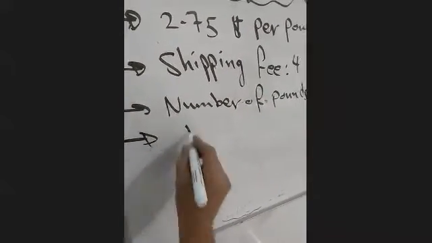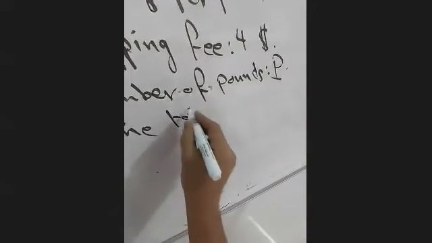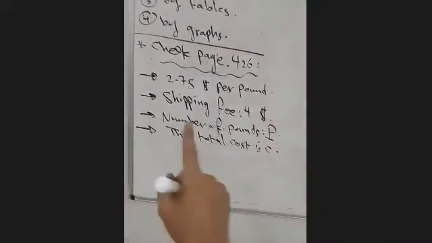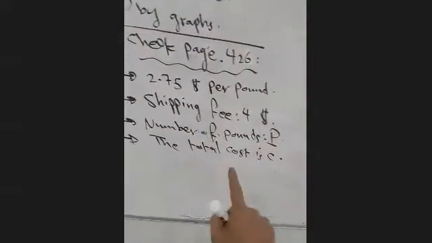Okay. P is the number of pounds, guys. And the total cost, they call it C. So the number of pounds is P, and the total cost is C. So we have two variables here, number of pounds and the total cost.